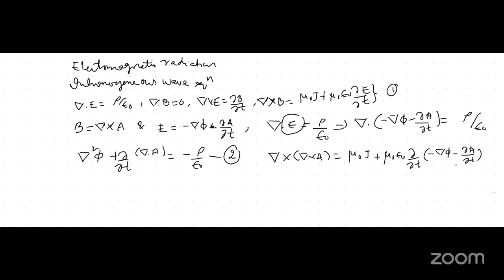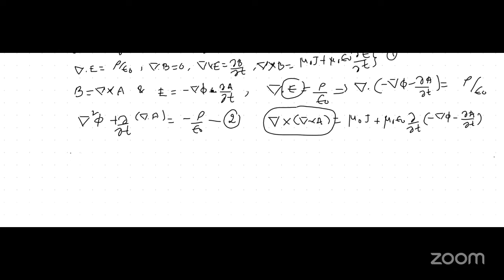Okay, so now on the LHS we have del cross of del cross A. By using the vector identity, del cross of del cross A becomes equal to del of del dot A minus del square A.